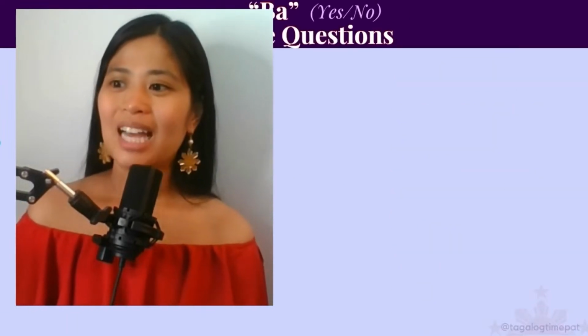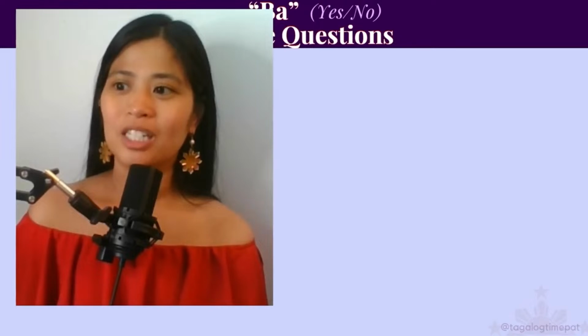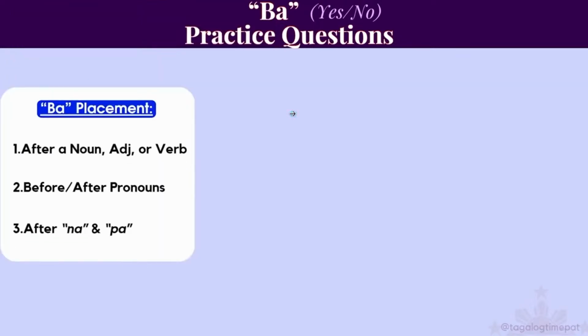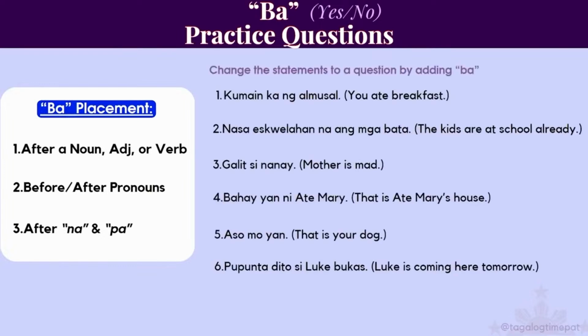Alrighty, last set of practice questions here. Let's practice ba, and here are the placements of ba. Remember, they go after a noun, adjective, or verb. They go before or after some pronouns, and then they go after na and pa if they appear in the question.